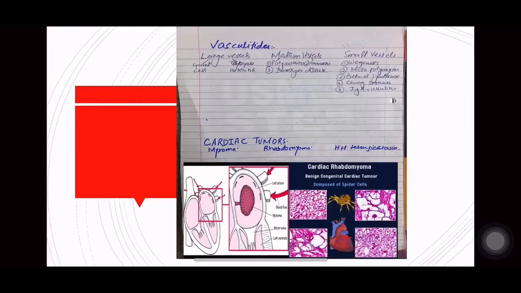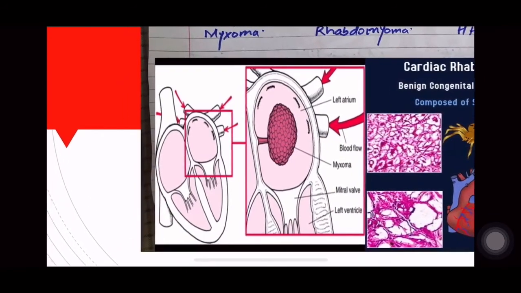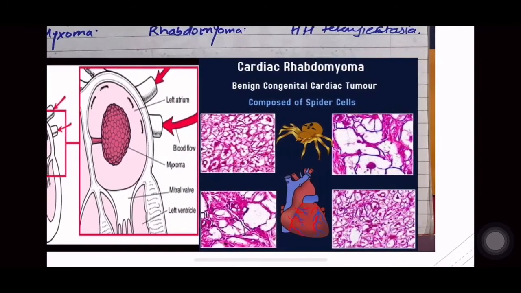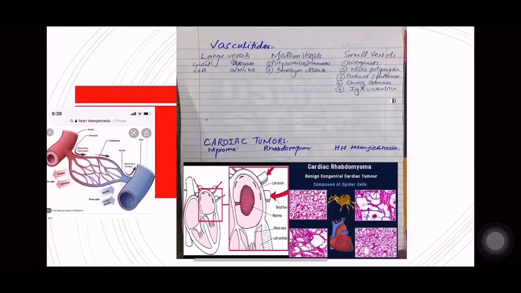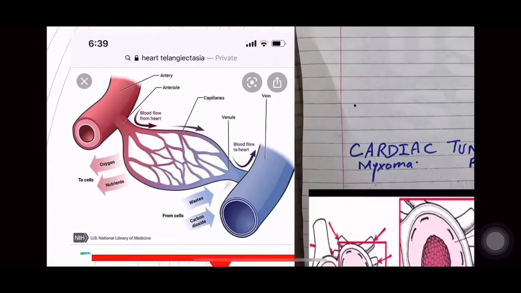Next, we have cardiac tumors. Here you can see myxoma. Here you can see rhabdomyoma, composed of spider cells. And then we have telangiectasia.